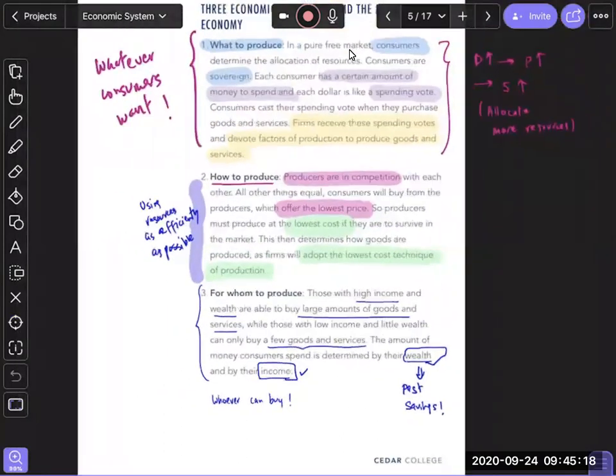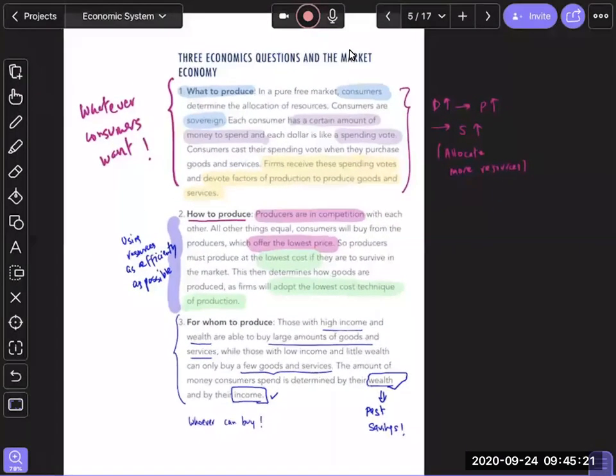So today we discussed basically in a free market economy, what to produce is about consumers. Consumers are the most powerful. How to produce is through efficiently using resources because of competition. And for whom to produce depends on basically your wealth. If you are somebody who has the wealth and income, you will be able to buy more goods and services, and producers will listen to you because you have the money.